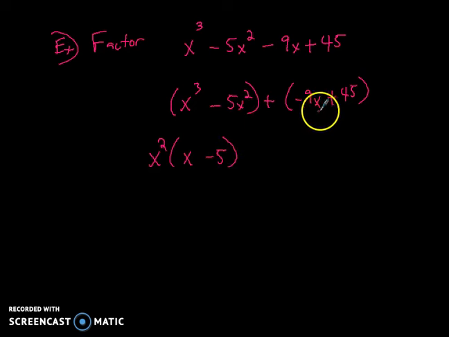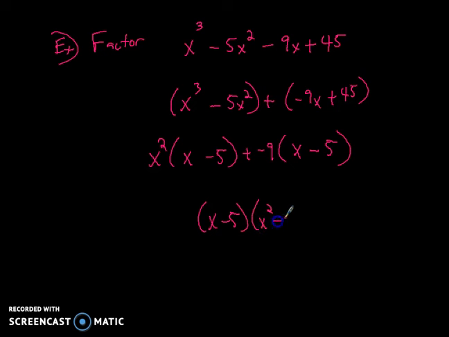GCF here is a negative 9. So you divide that by negative 9, you get x. Divide that by negative 9, you get subtract 5. Which is perfect because both of these are the same. So it comes to be one set of parentheses. And then the second pair is x squared, subtract 9.